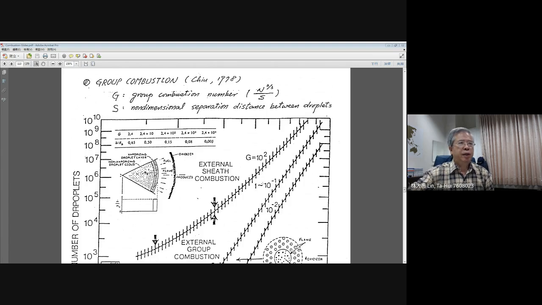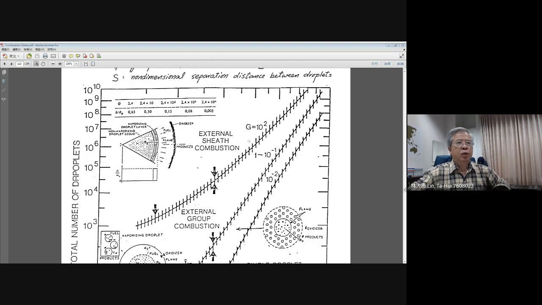For dense sprays, for example, if the G number is larger than 100, then you may have the spray flame described before as external sheath combustion. External means you have a spray flame that surrounds the whole spray core. And the sheath means the vapor coming out is actually supported by the gasification of the outer layer of the droplets in the spray cloud.